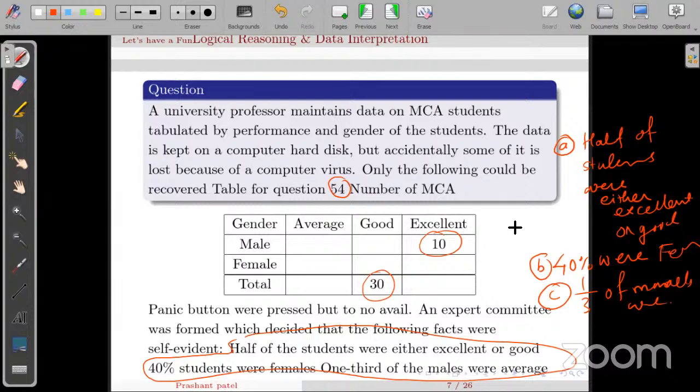See what I'm doing. I'm making one table. Does anyone have any answer? Otherwise I will explain. I'm taking total here, and I'm assuming the total is M. Let us take this as M for male.